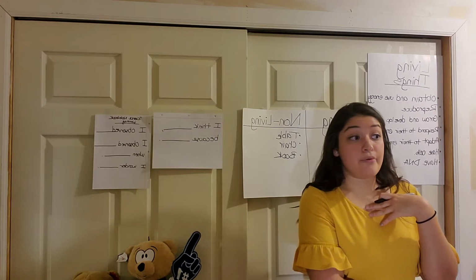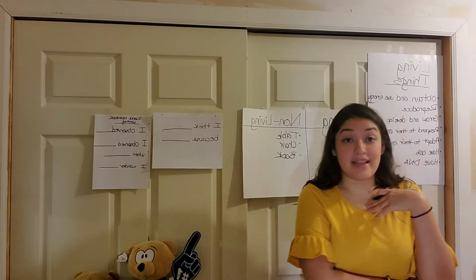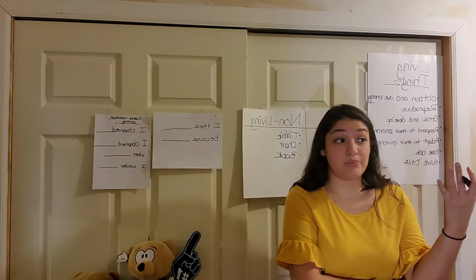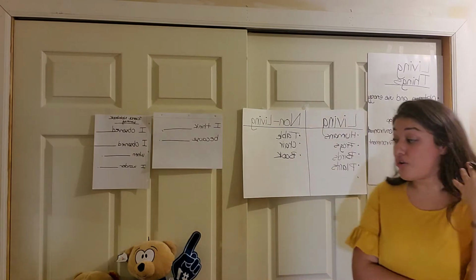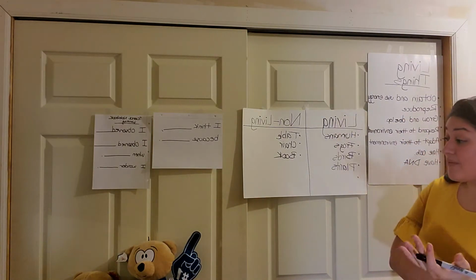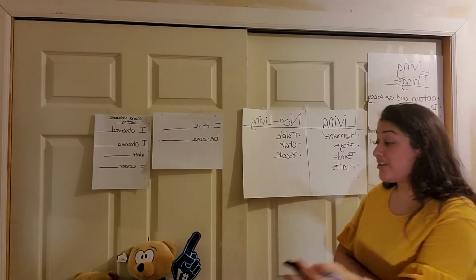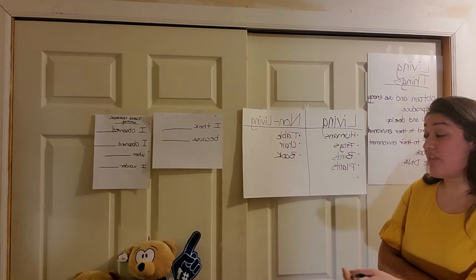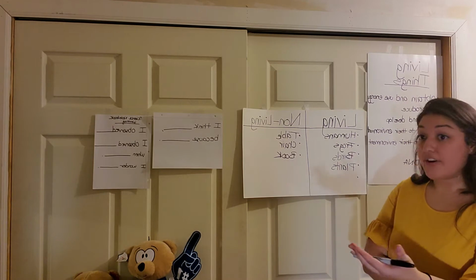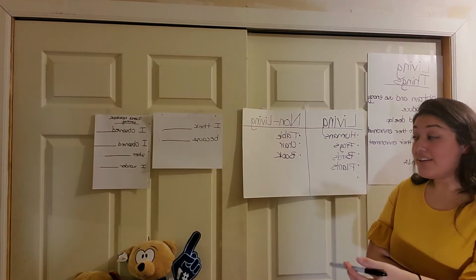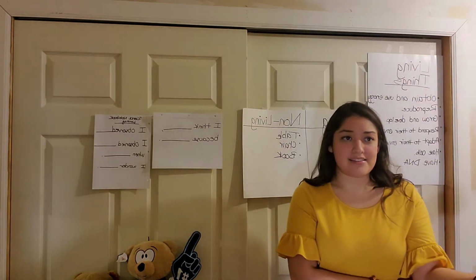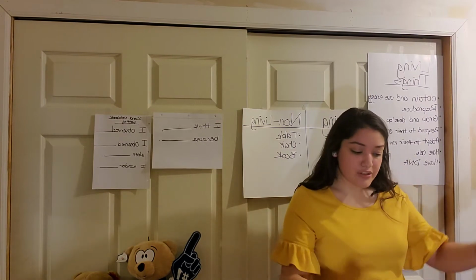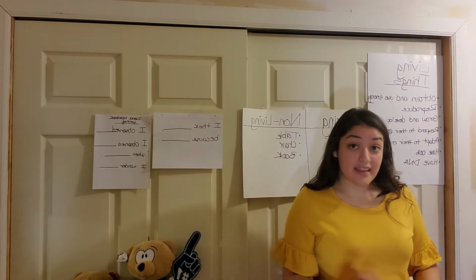For example, plants. Plants are living things too because they grow and develop. They also adapt, they respond to their environment. They have DNA, they have cells and all that. They need water too. So plants are living things, but they don't have eyes, right? So plants are living too.